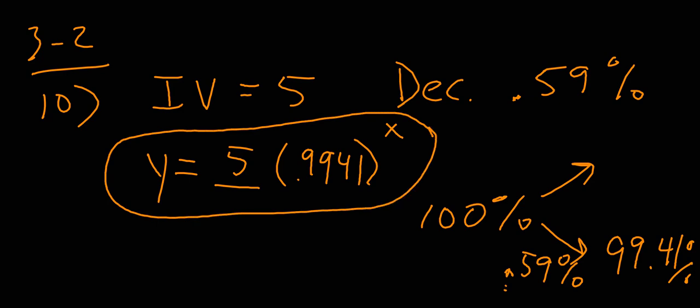Does that help? See, I'm worried people are going to put 0.59 or 0.0059. I'm like, what? What am I doing?